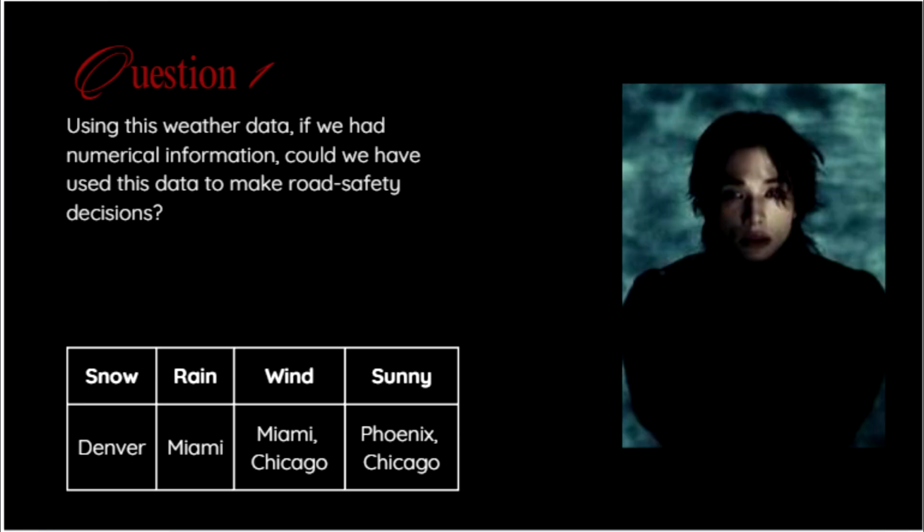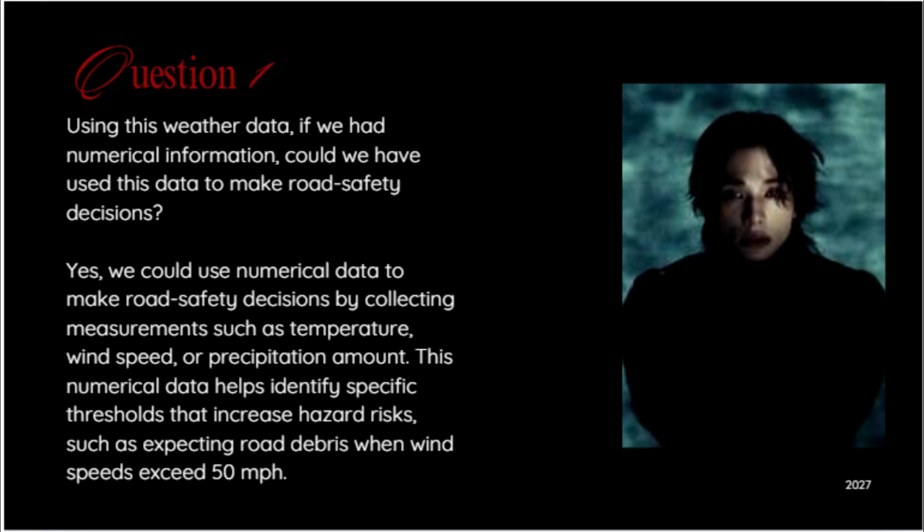Question number 1, using this weather data, if we had numerical information, could we have used this data to make road safety decisions? Yes, we could use numerical data to make road safety decisions by collecting measurements such as temperature, wind speed, or precipitation amount. This numerical data helps identify specific thresholds that increase hazard risks, such as expecting road debris when wind speeds exceed 50 miles per hour.